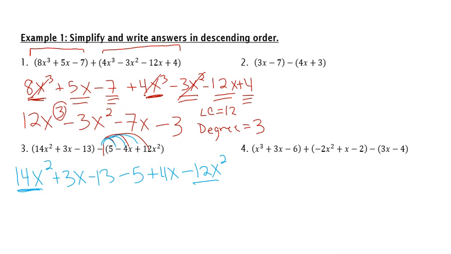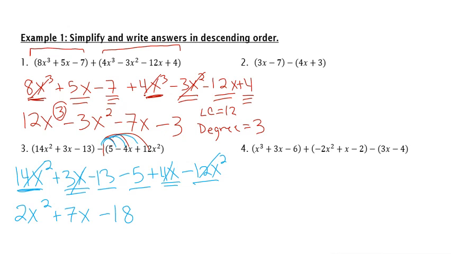So 14x squared minus 12x squared is 2x squared. I'm going to cross them out. I then have 3x, which will go with 4x, so 7x. And then negative 13 minus 5 is negative 18. So our final answer would be 2x squared plus 7x minus 18. So it's in descending order.